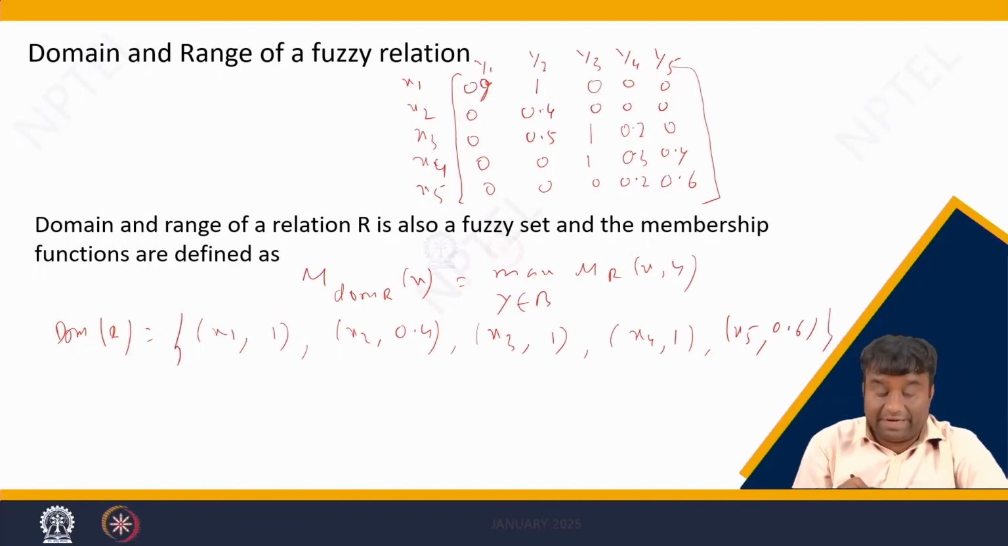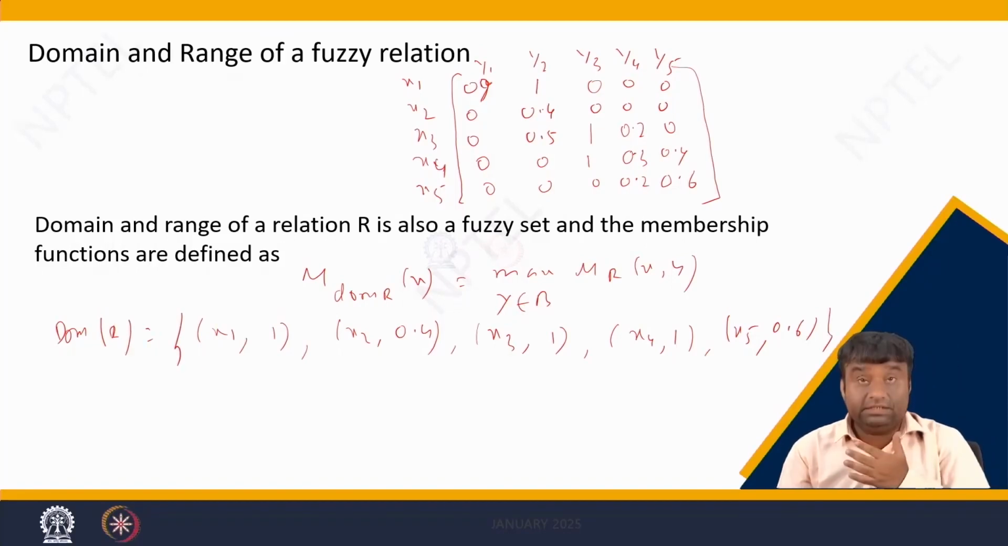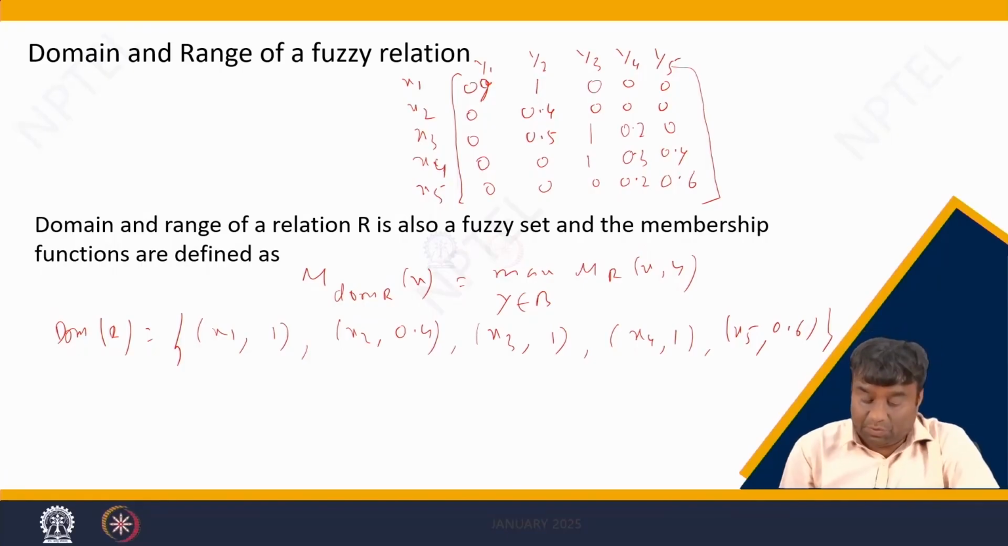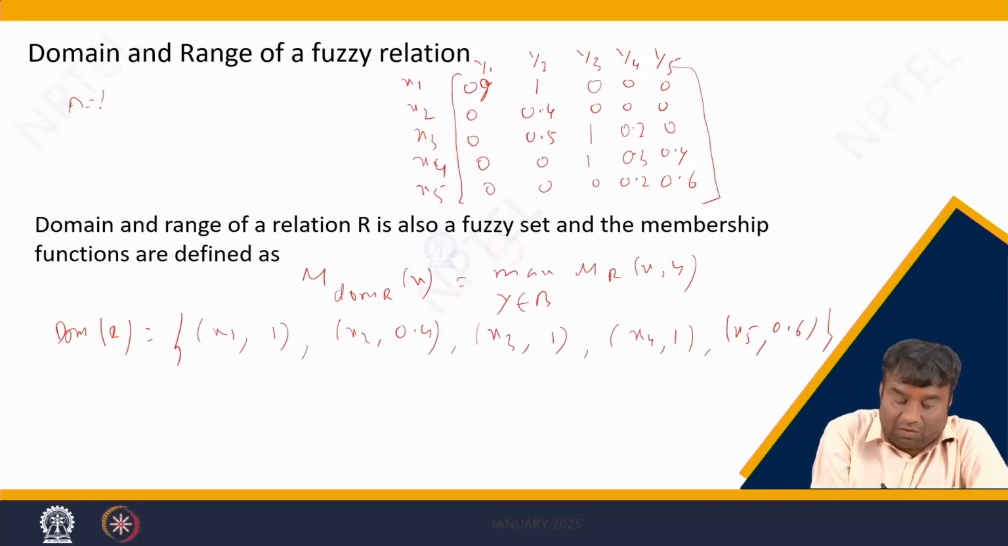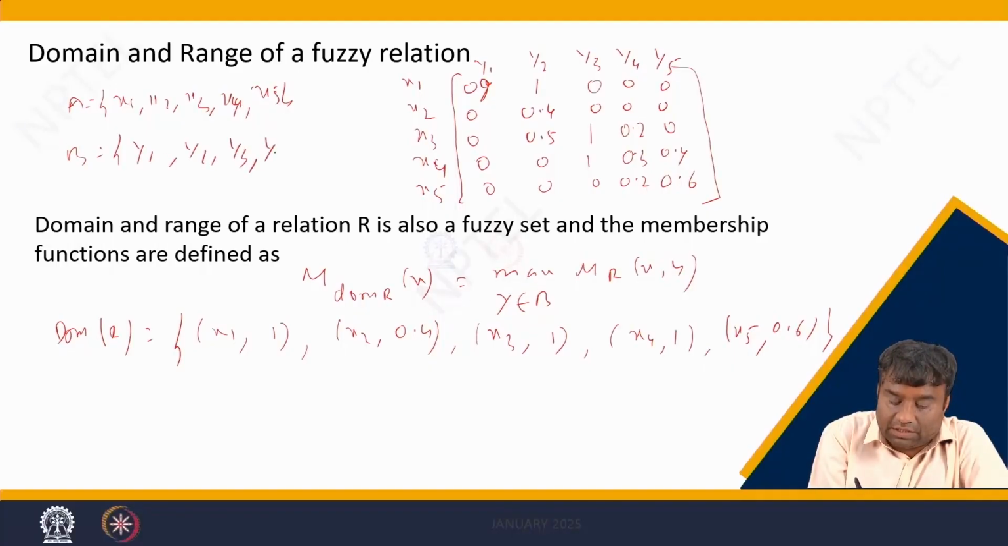Domain and range of a fuzzy relation R is also a fuzzy set, and the membership function is defined as mu domain of R(x) is equal to maximum y belongs to B. Suppose this set we are writing as A equal to the set x1, x2, x3, x4, x5, and B equal to y1, y2, y3, y4, y5.